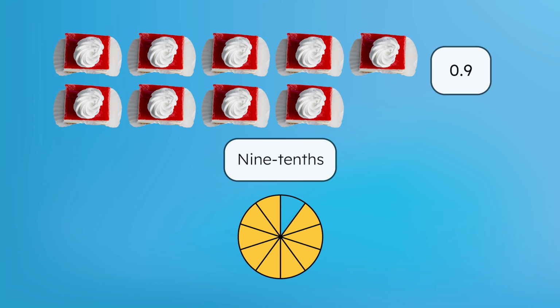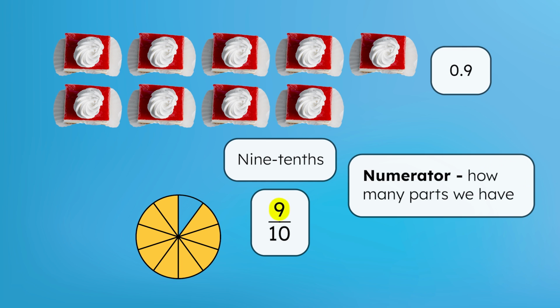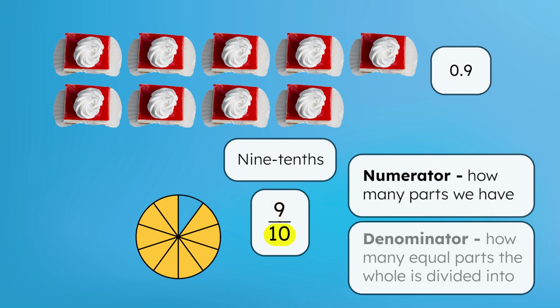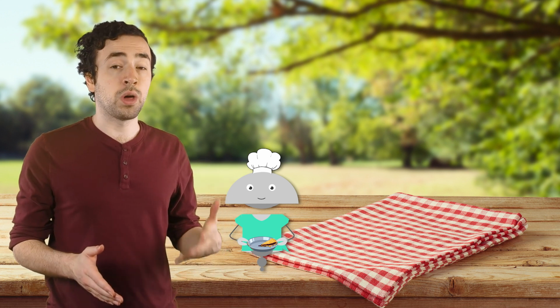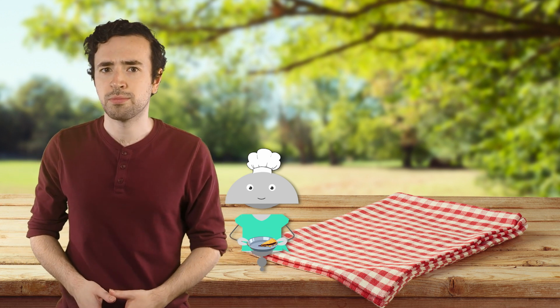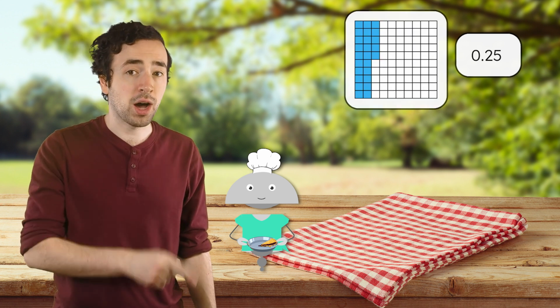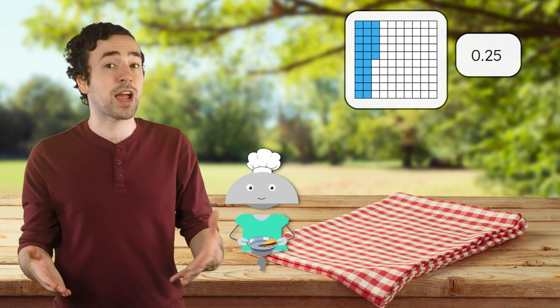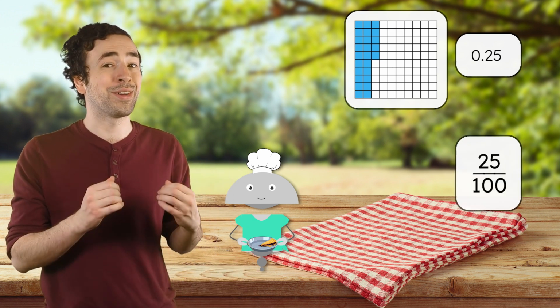Every decimal we see can be written as a fraction. The numerator tells us how many parts we have, in this case 9, and the denominator tells us how many total parts make up the whole, in this case 10. 9/10. So how can we use what we know to show a decimal to the hundredths place as a fraction, like this one? This decimal represents 25 hundredths, which means we could show it as a fraction that has a numerator of 25 and a denominator of 100.